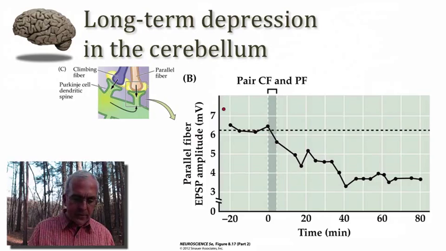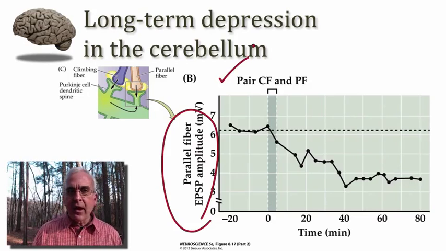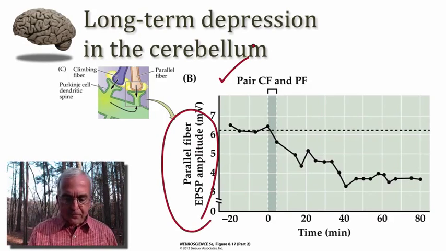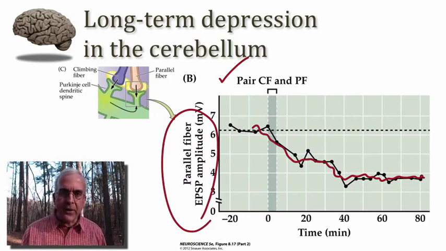And that can be measured here in this experimental record, where there's a recording of the excitatory postsynaptic amplitude at the parallel fiber Purkinje cell synapse. And with conjoint stimulation of both climbing fiber and parallel fiber, now we see over time a decline to about 50% or so of the amplitude of that excitatory postsynaptic connection.